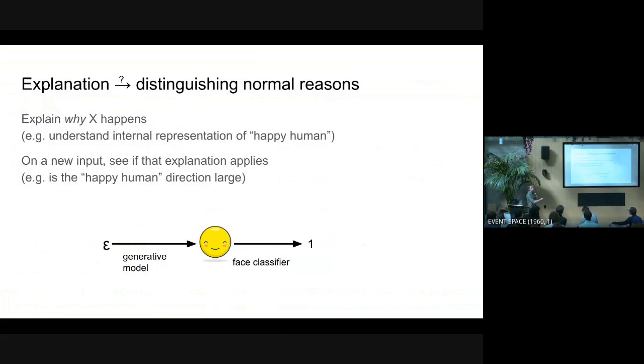So it starts from some data set where X happens. I find the explanation on that data set. And on a new case, I ask, did it happen because of that?